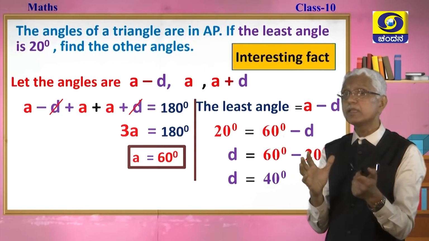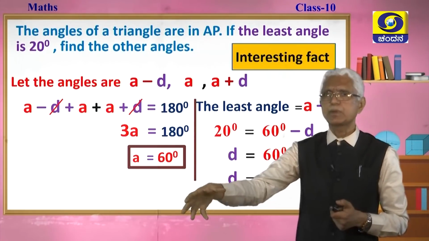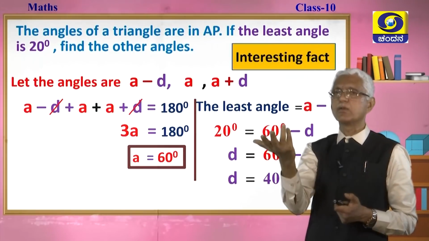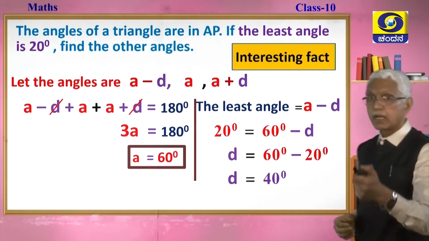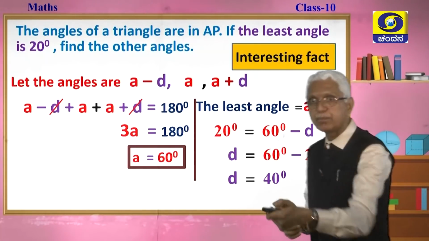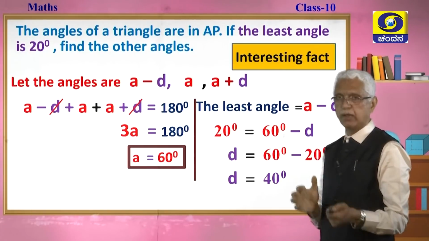In a hurry, what will children do? 60, 60 plus 40, 100, 100 plus 40, 140. Sum of three angles is more than 180, is not a solution. Remember, the three angles are a minus d, a, a plus d. Please use that now.